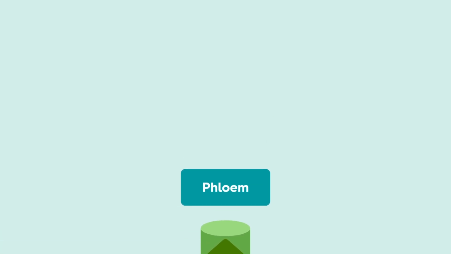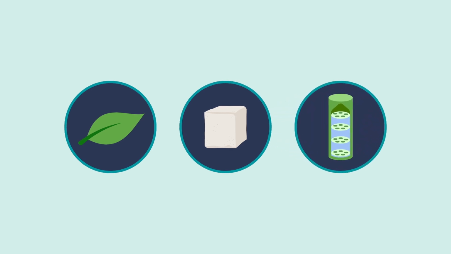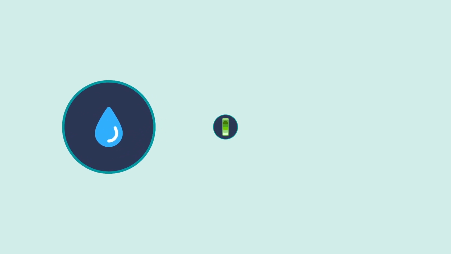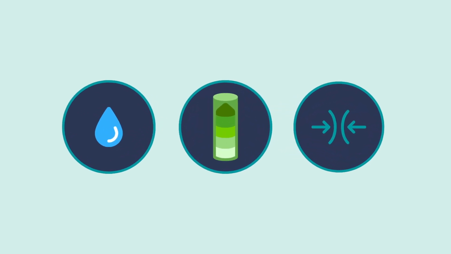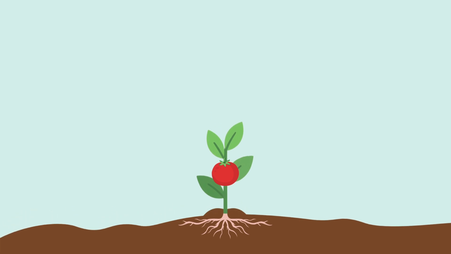Here's the basic push-flow idea. When a leaf has extra sugar, the plant uses energy to load that sugar into phloem. Water then enters from nearby xylem, raising pressure. That pressure pushes the sugary sap toward places that need it, like growing roots or developing fruit, where sugar is unloaded and water can move back.